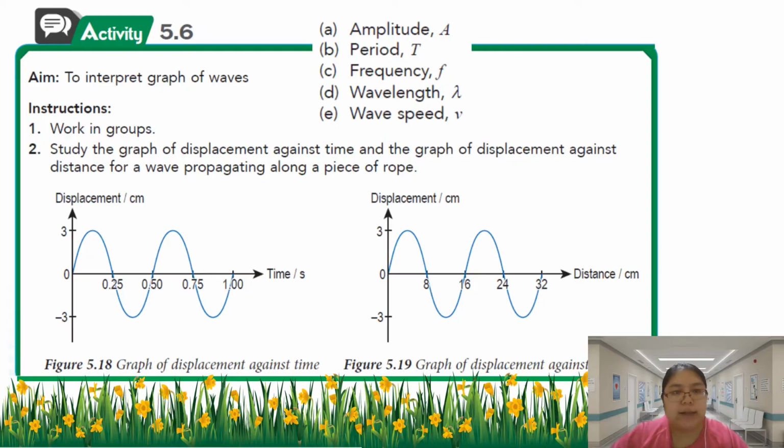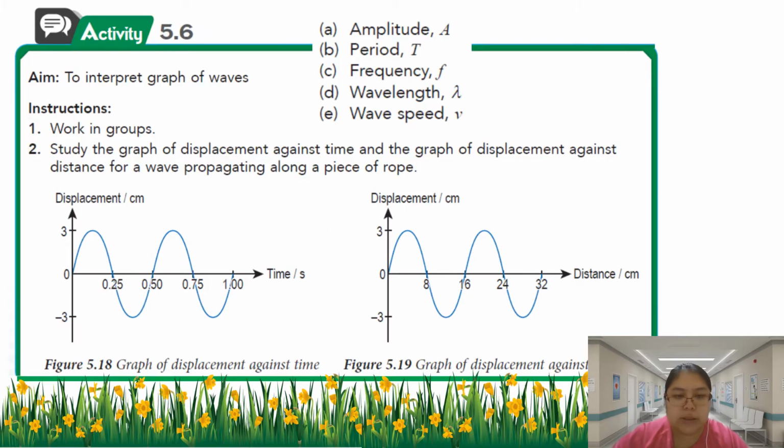This one is Activity 5.6 from your textbook. Make sure you do the calculation. They show you two graphs. I want you to find five physical quantities for the graphs. Surely, the first one you can find the period, the second one you cannot find the period. The first one cannot find the wavelength, another one you can find the wavelength.